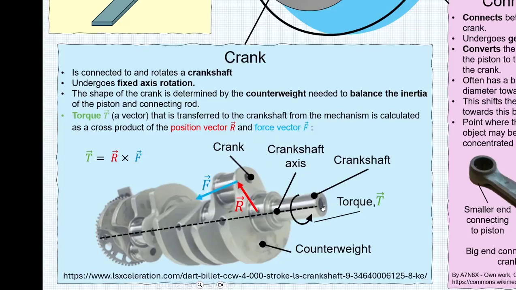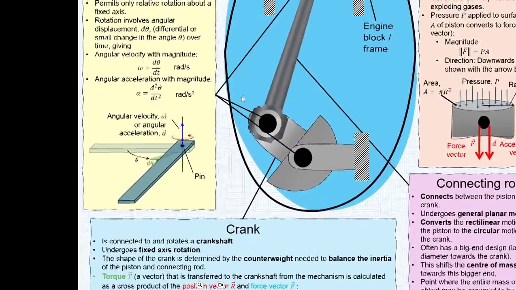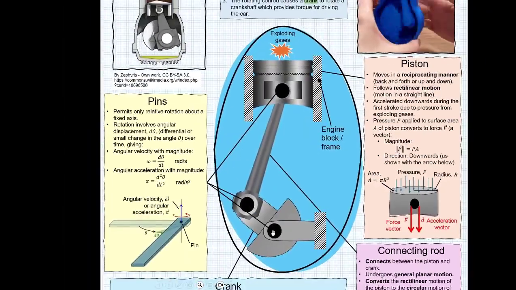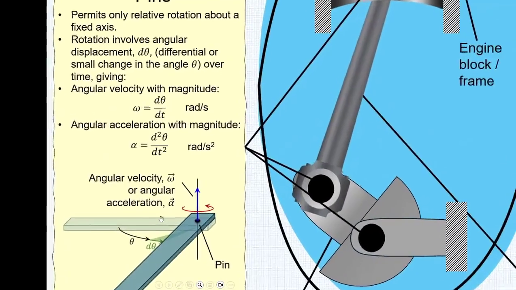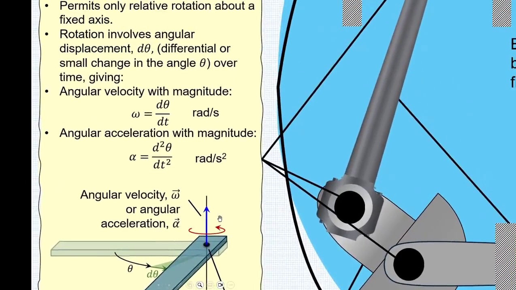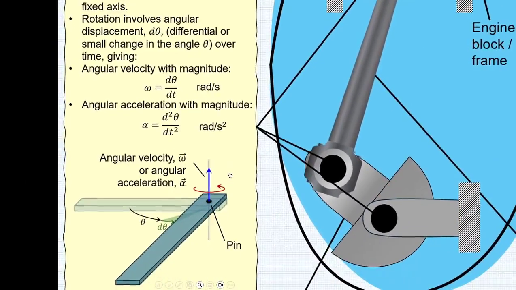This torque is what is transferred through various mechanisms to result in the forward motion of the car through the wheels. The pins are also very important components and are represented by these large dark circles. Pins permit only relative motion about a fixed axis, as shown in the sketch over here. The rotation involves angular displacement, or d theta, over time.